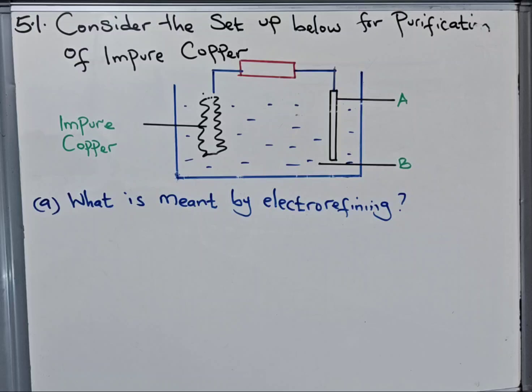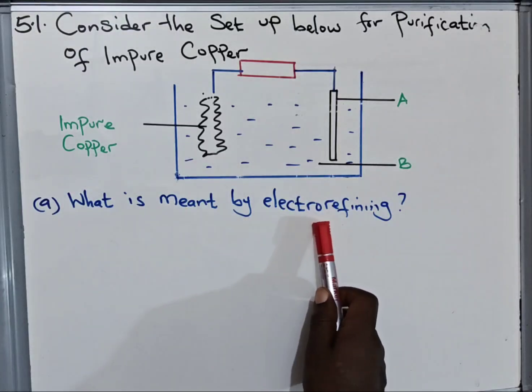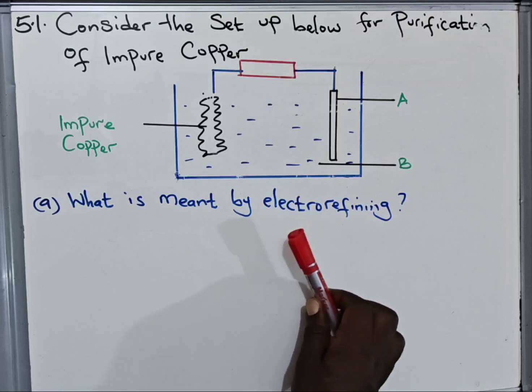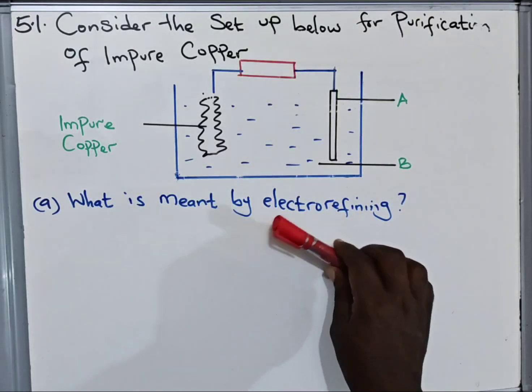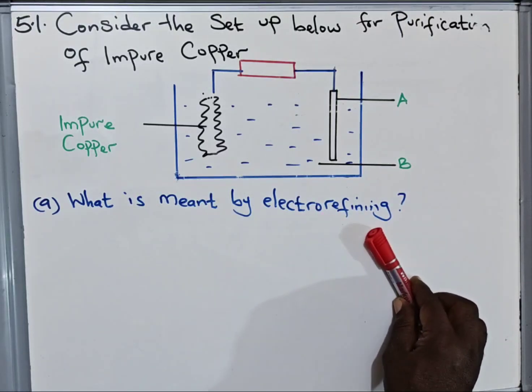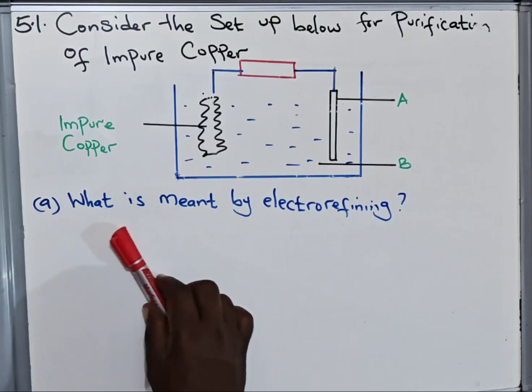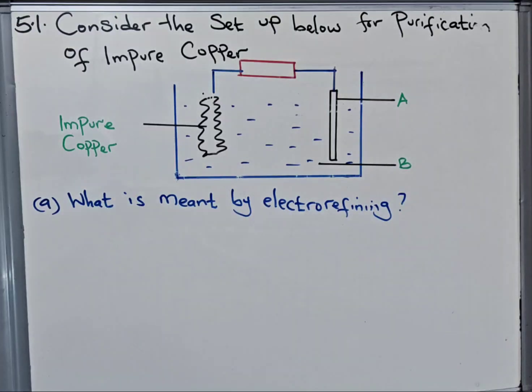When you look at this term, it has two words conjoined together. Electro, coming from electricity, and refining, meaning purification. So technically, electrorefining is the process of purification of an element, preferably a metal, using electrolysis.